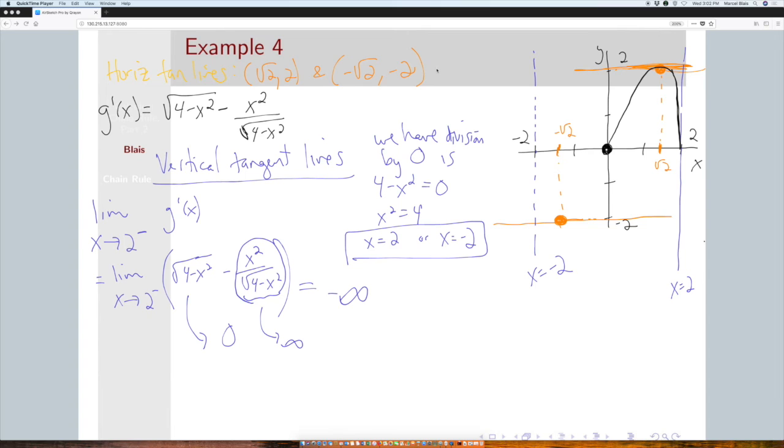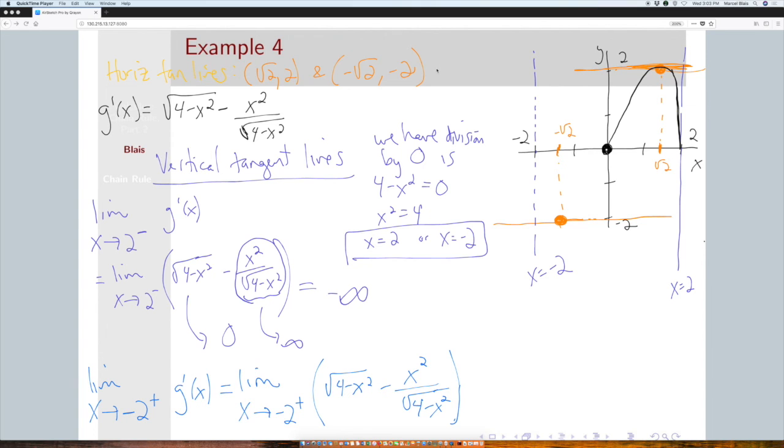Similarly, we can look at the limit as x goes to -2, but now we have to look from the right. So we're honing in on x equals -2 from the right, staying in the domain of g prime of x. And it's going to be the same kind of reasoning. Limit as x goes to -2 from the right of root 4 minus x squared minus x squared over root 4 minus x squared. And the same reasoning will give us the same conclusion. We're squaring x everywhere, so the negative value isn't changing things from how it behaved when x approached 2. So we have the same conclusion of -infinity.